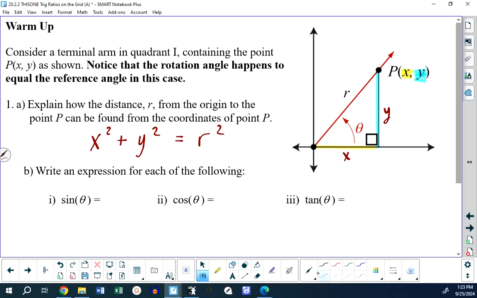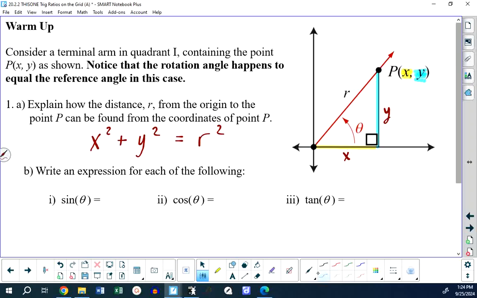This is always going to be the case for any point on any terminal arm. Even if, and we're not there yet, but I'll just throw it out, even if the terminal arm ends up being in quadrant 2, 3, or 4, when you square x and you square y and add them together, you're going to get r squared. The difference is if it's in quadrant 2 or 3 or 4, x and or y can be negative. But when you square them, it doesn't matter, does it? Because when you square a negative, you just get a positive.